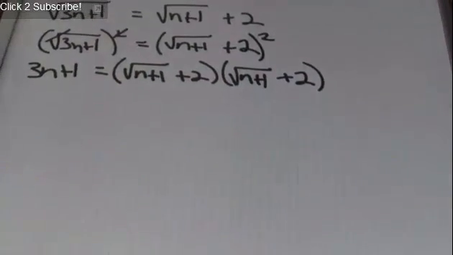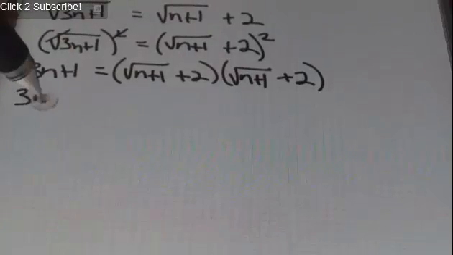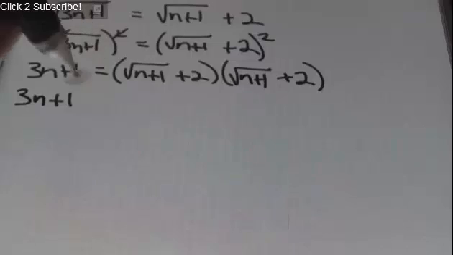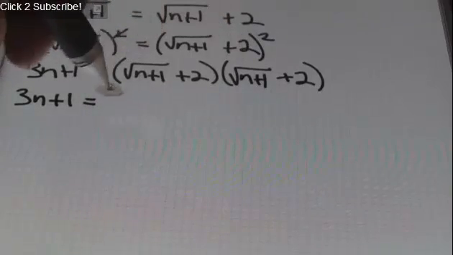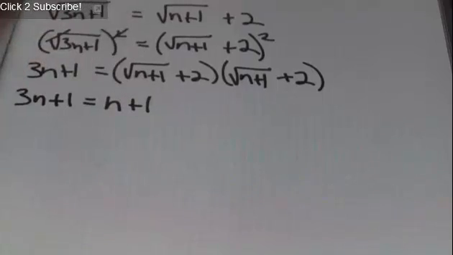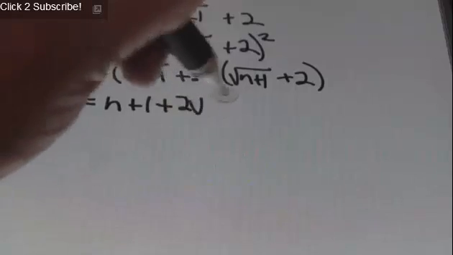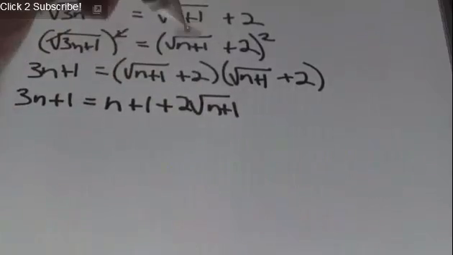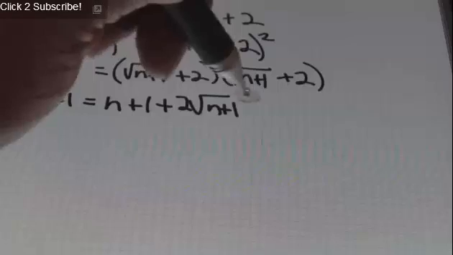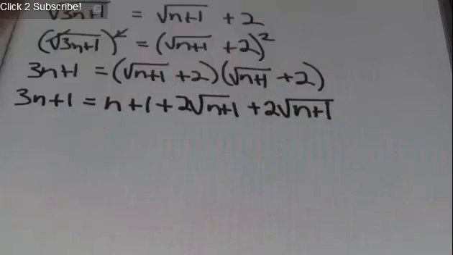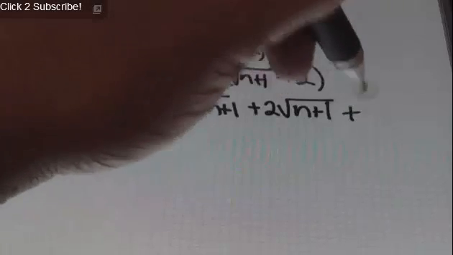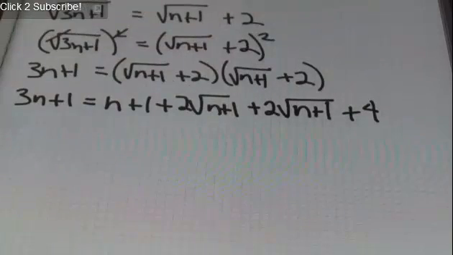From here, ladies and gentlemen, we'll go ahead and multiply all this out. I'll be bringing down this 3n plus 1, which equals the square root of n plus 1 times the square root of n plus 1, which is just n plus 1. Then the square root of n plus 1 times 2 gives me a positive 2 times the square root of n plus 1. 2 times the square root of n plus 1 is another positive 2 times the square root of n plus 1. Then finally 2 times 2 gives me 4. So this is what I have thus far.